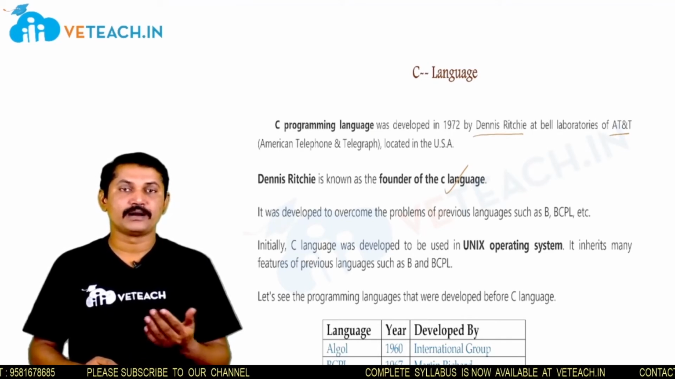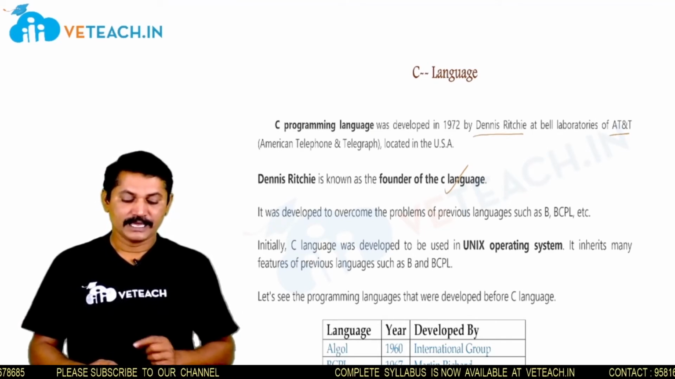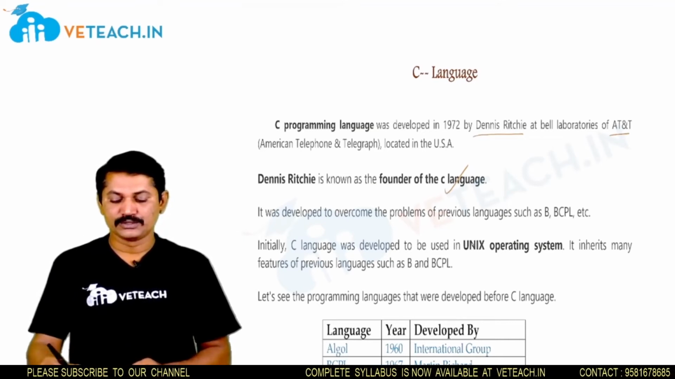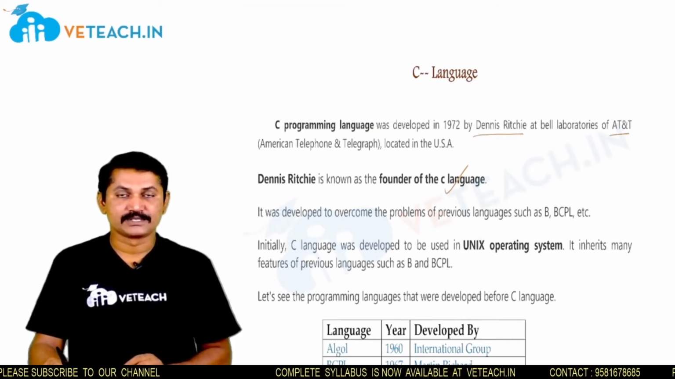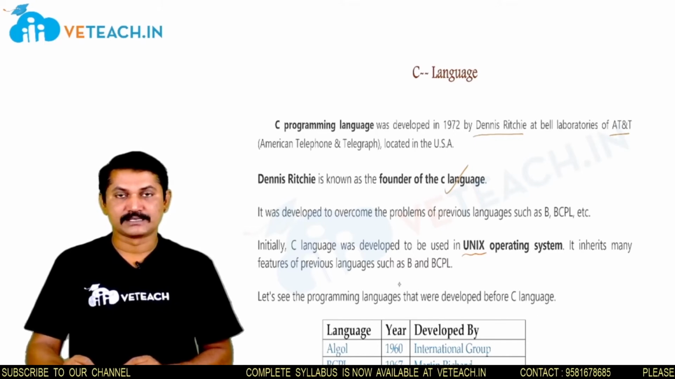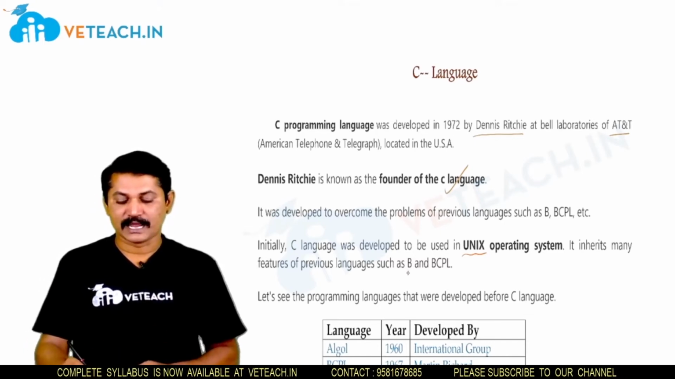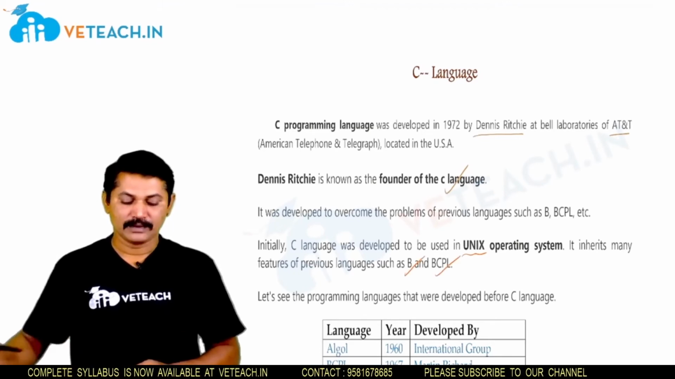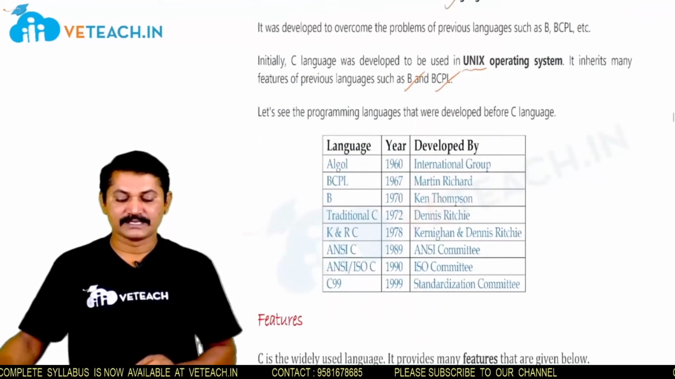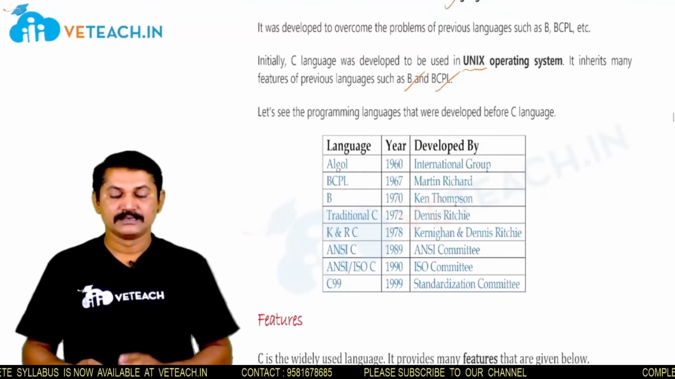That means COBOL, Fortran, and BASIC. Initially, the C language was developed to be used only in some operating systems. What are they? The Unix operating system only. It inherits many features of previous languages like B and BCPL. Let us see the programming languages that were developed before C.